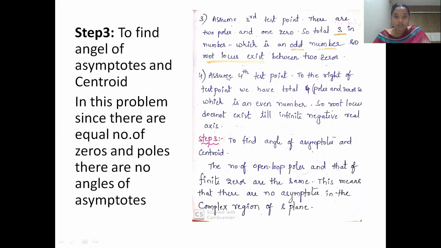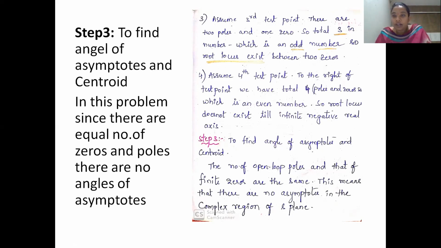Okay, coming to the fourth point, assume the fourth test point. To the right of the test point, we have a total of 4 poles and zeros. That total count is an even number. So the root locus does not exist up to infinity on the negative real axis. I think I am clear with the second step. Coming to the third step. What is the third step? To find the angle of asymptotes and centroid.